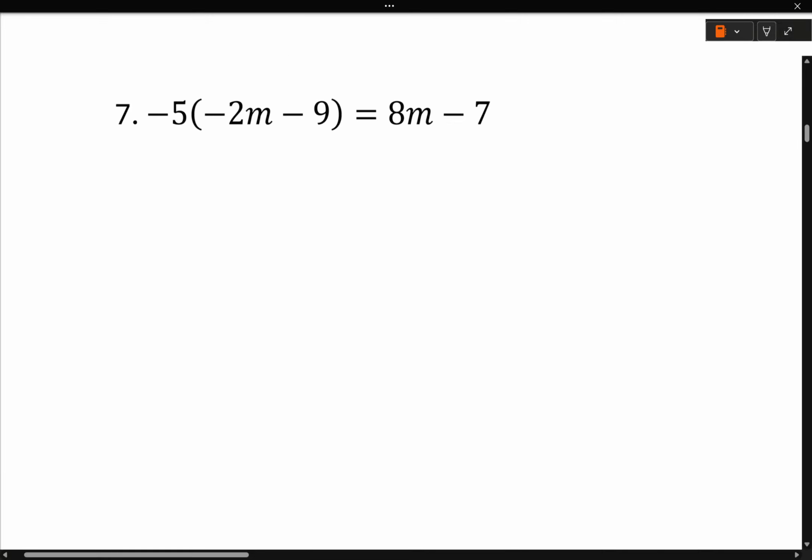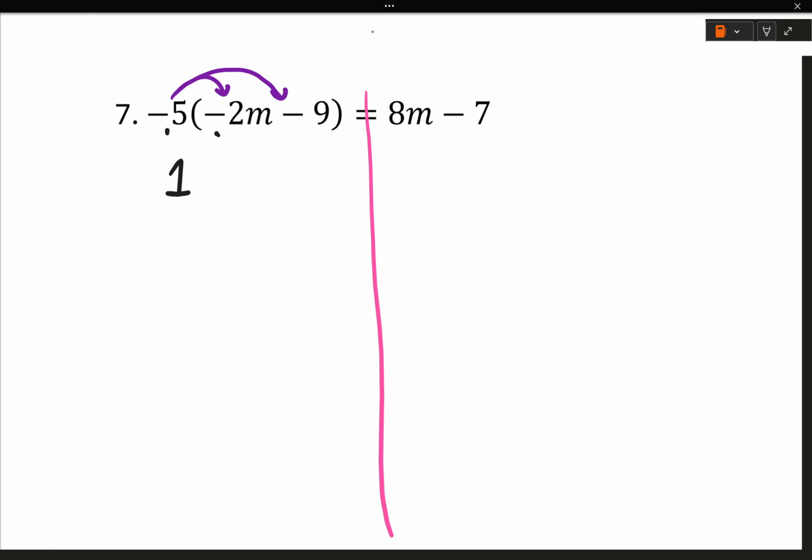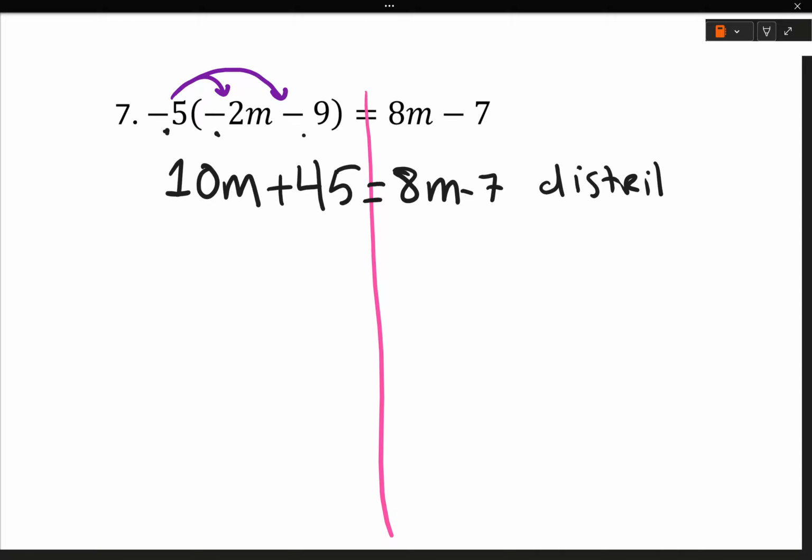Whoops. I gotta scroll back to it. Hopefully you notice that it has parentheses. We're going to have to do the distributive property here. So let's start with that. Let's distribute. We get, so negative 5 times negative 2m is positive 10m. Negative 5 times negative 9 is 45. I didn't do anything to the right side. Distributed.